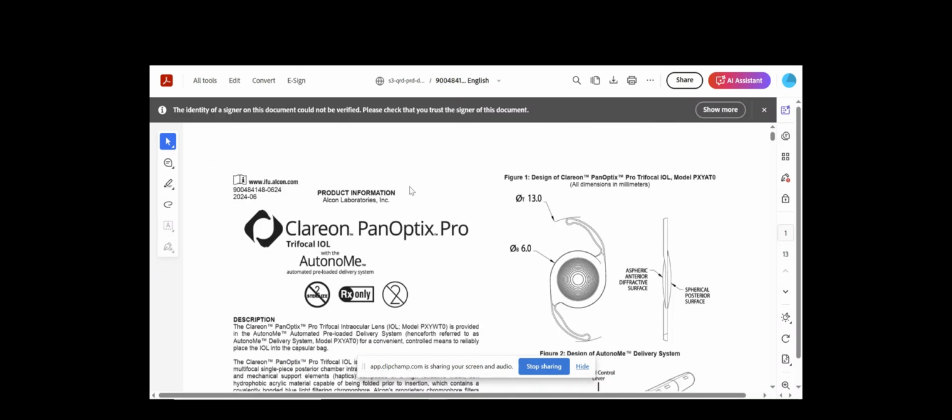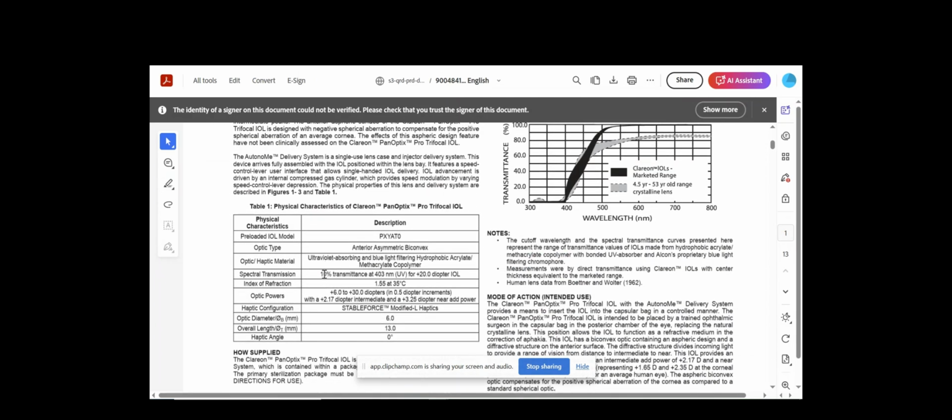Let's first see if there is any difference in the basic platform of the lens. Both are based on the Clarion material and both have the same light transmittance, a 10% cutoff at 403 nanometers for a 20 diopter IOL. For the Panoptix 4 also, it's a 10% transmittance at 403 nanometers at 20 diopter IOL. So that means the greater light utilization and less light scatter claimed by the company is not because of any refractive change or any base change of the IOL material, right? The IOL material is the same.